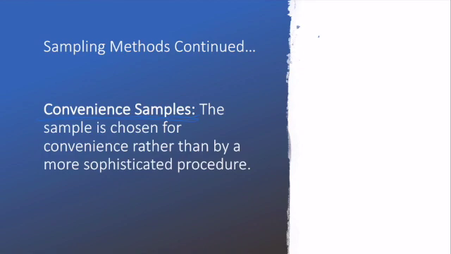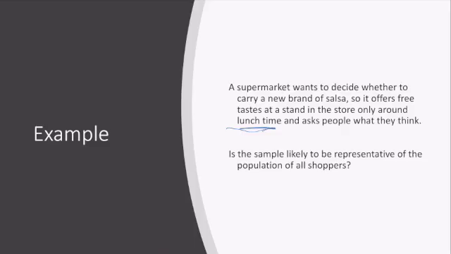So let's say a supermarket wants to decide whether to carry a new brand of salsa. So it offers free tastes at a stand in the store only around lunchtime and asks people what they think. Is the sample likely to be representative of the population of all shoppers? Who shops at lunchtime? Maybe people who are just trying to pick up lunch. Most people actually go to the grocery store in the evening because they're trying to prep for dinner. So I don't think that having them at lunchtime would really be super representative.